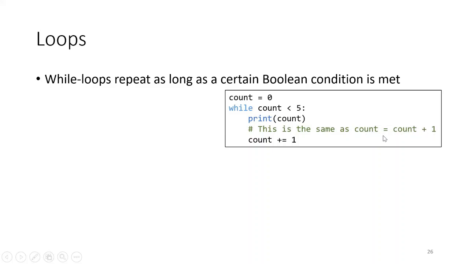This special operator, which is plus equals, is equivalent to just doing count equals count plus 1. It is used to have shorter code. So instead of writing count equals count plus 1, we write count plus equals 1. They are the same. So the count will be incremented each time, and each time this condition is checked, and if it holds, the code inside the while loop is executed. Otherwise, this block is exited, and the rest of the code is executed.